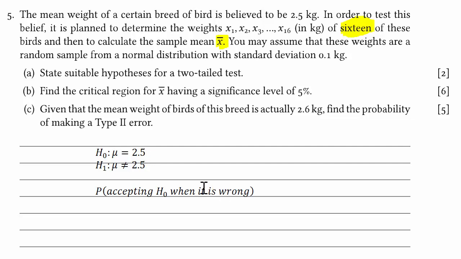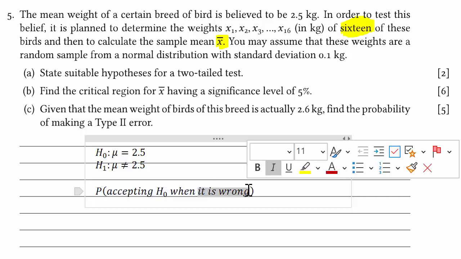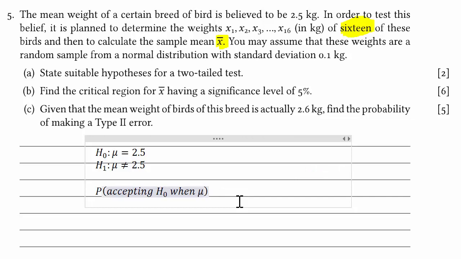So they've said, given that it is 2.6, well, that means the null hypothesis is wrong. So that bit is ticked. I can change this to say, instead of saying when it is wrong, I'm going to say when mu is 2.6, which is given. So what is the probability then of accepting H0 when mu equals 2.6? Well, what does it mean to be accepting of H0? Well, I would say we're in the acceptance region. So the question now is, what is the probability of being in the acceptance region when mu equals 2.6?